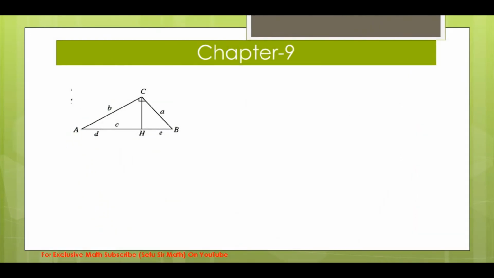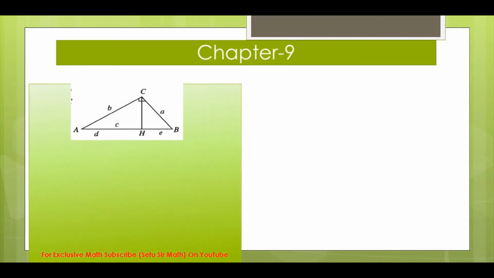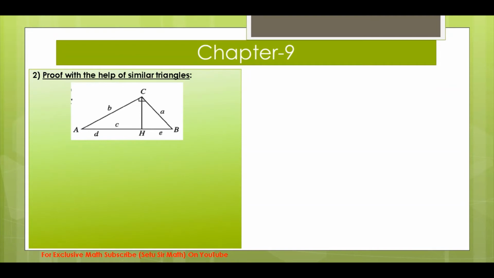My dear students, our next proof is the proof with the help of similar triangles. Here you can see there are two triangles divided by CH. In the figure you can see. So we have to prove it with the help of these two similar triangles.